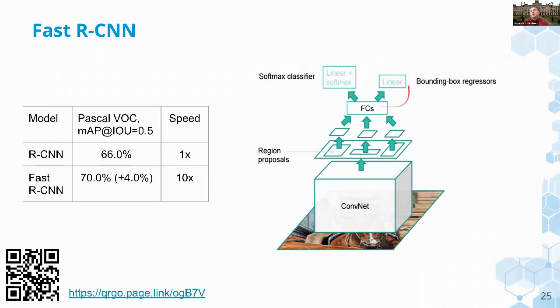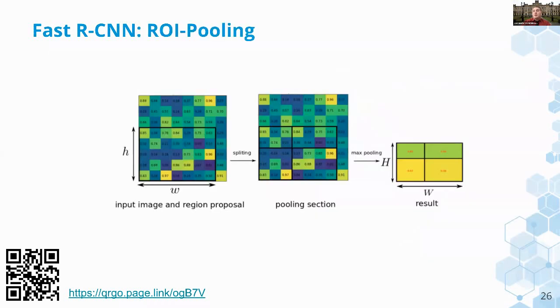Our classification network consists of two fully connected layers, which accept only fixed shape features. So we need to find a way to transform our arbitrary sized regions into fixed shape regions. So this is the place where the famous ROI-Pooling algorithm steps in.